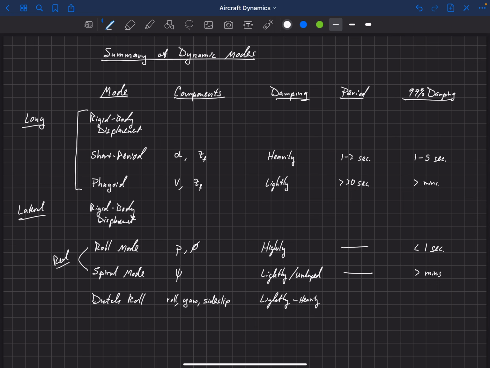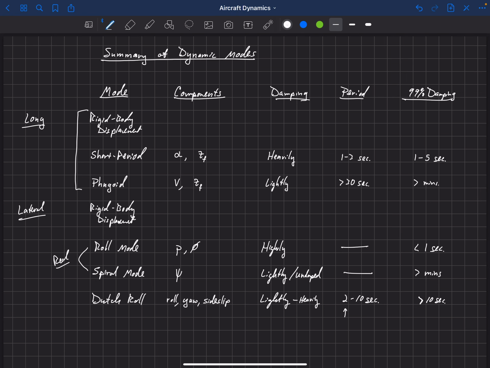This can have a period, because it's oscillatory. It will have a period, and that's usually between about 2 and 10 seconds. And so again, that can be dangerous because this 2 is on the order of pilot response time, and so then that's when this mode can get dangerous. And then the 99% damping time, if it's lightly damped, this can sometimes go on for greater than about 10 seconds. So we'll usually experience a few cycles of that before it completely damps out.